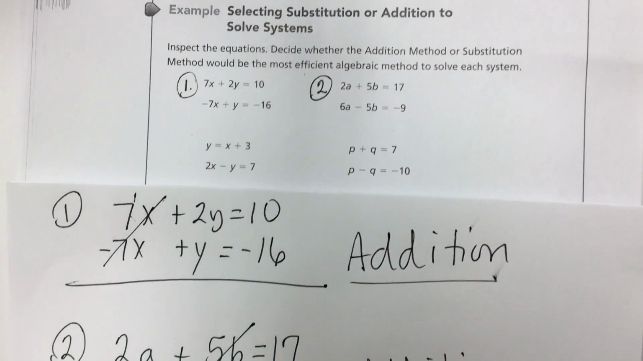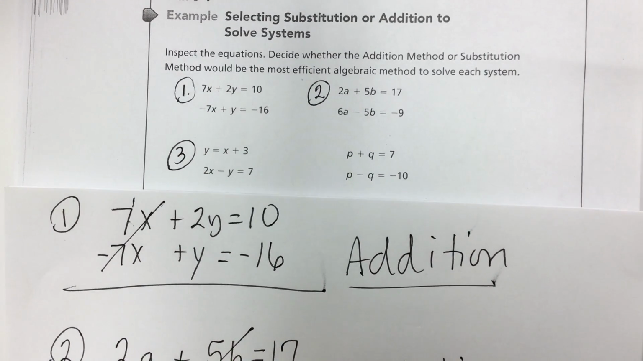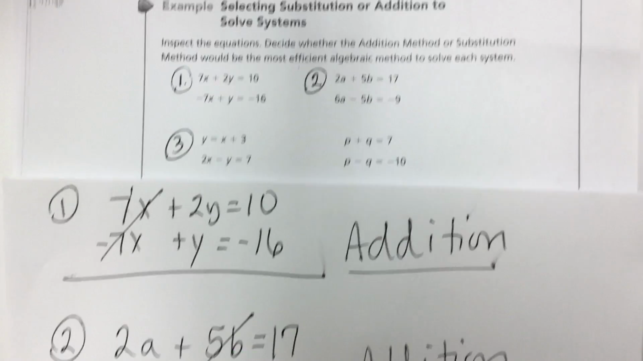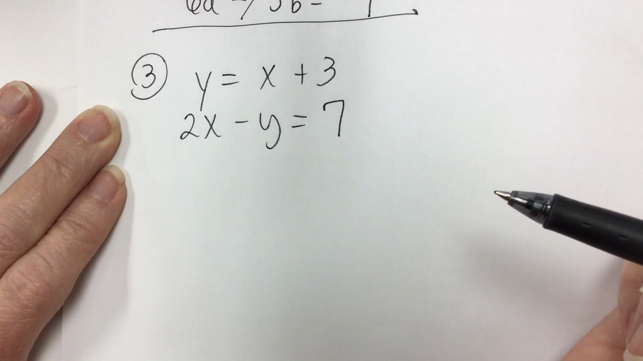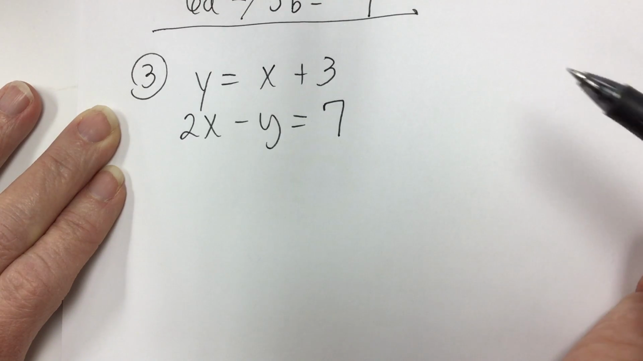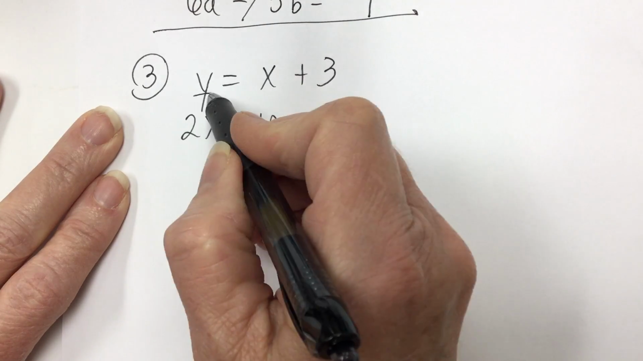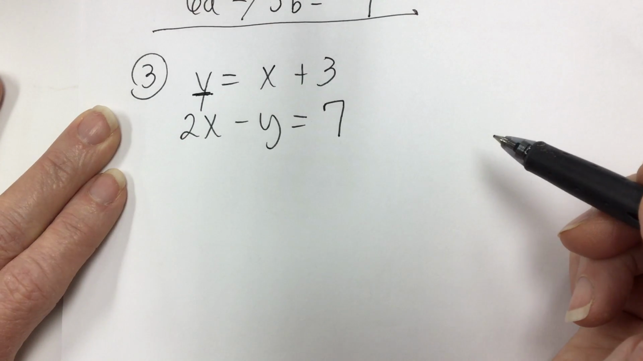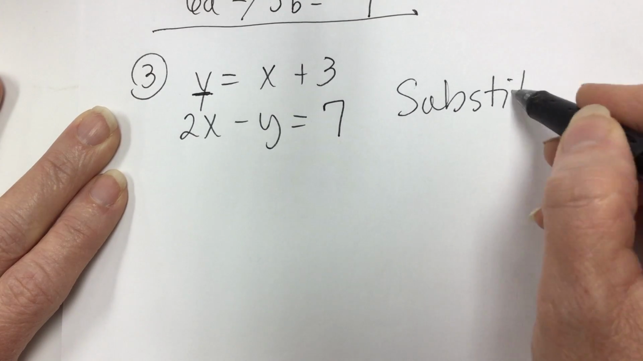Let's look at number 3. Here's number 3. Looking at this system of equations, which method would we use to solve this system? As you notice, they're not in the same order. Therefore, my question to you is, is either one of these solved for a specific letter? Yes, this one already has y on one side by itself. So let's use substitution. That would be the best method for this one.